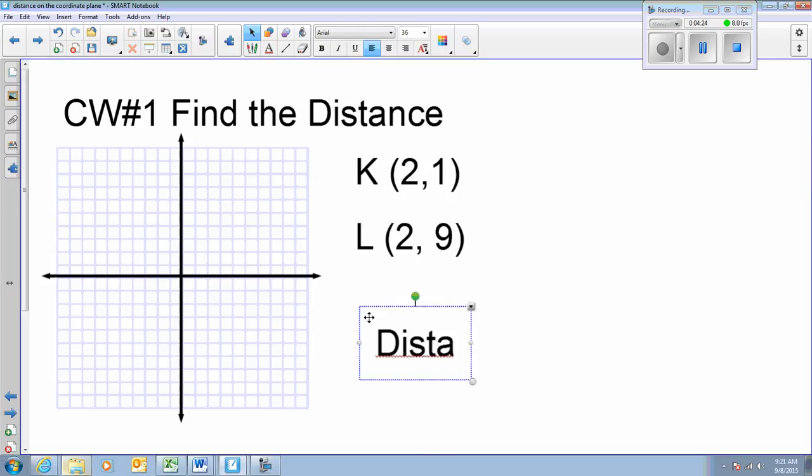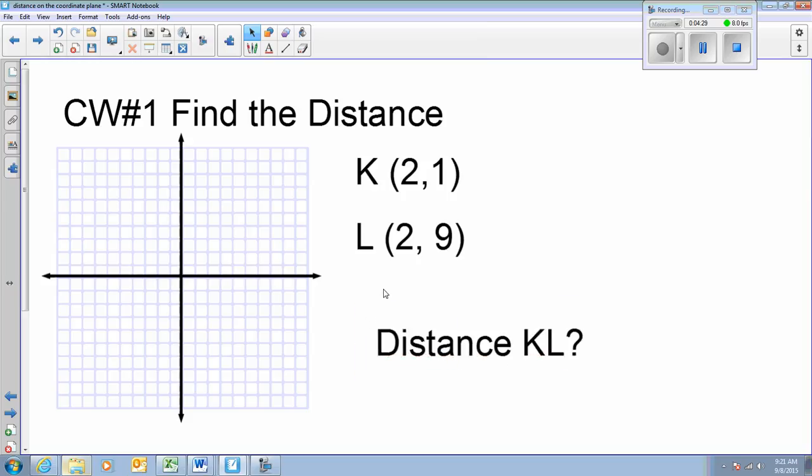Question is, find the distance between. So how much is the distance KL? How far between these 2 points? So you have to graph them on the plane, and find the distance between these 2 points. All right, so let's see. Could you do it? All right. Let's move on.